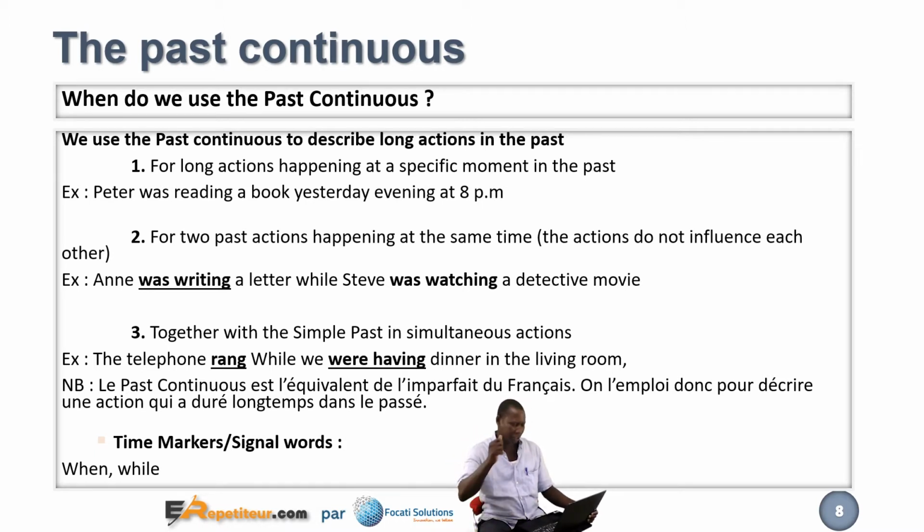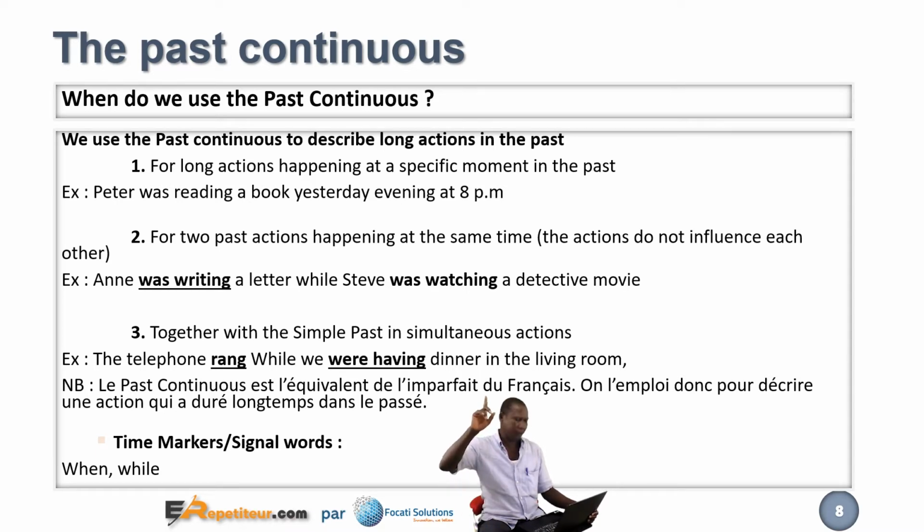Number one, for long actions happening at a specific moment in the past. I repeat, at a specific moment in the past. Example, Peter was reading a book yesterday evening at 8 p.m. Number two, for two past actions happening at the same time, but the actions do not influence each other. Example, Anne was writing a letter while Steve was watching a detective movie.